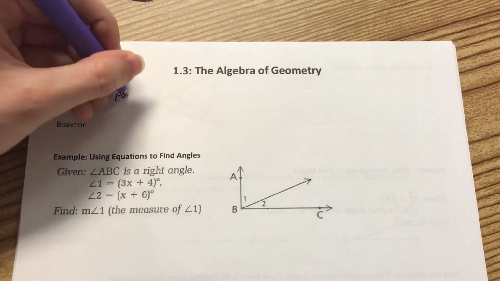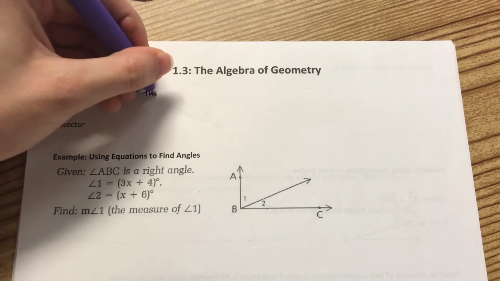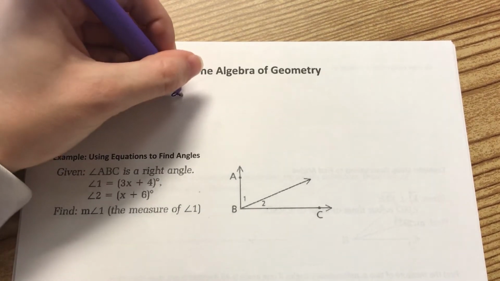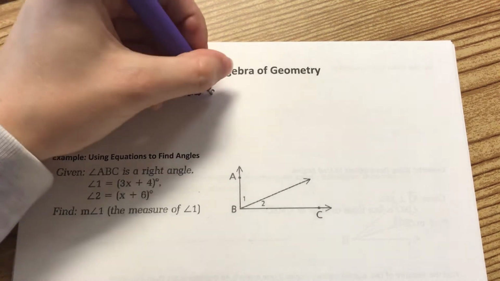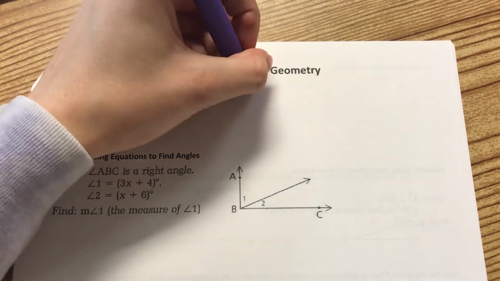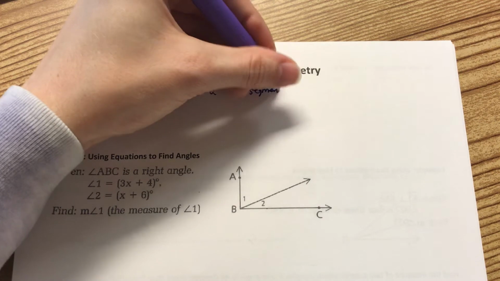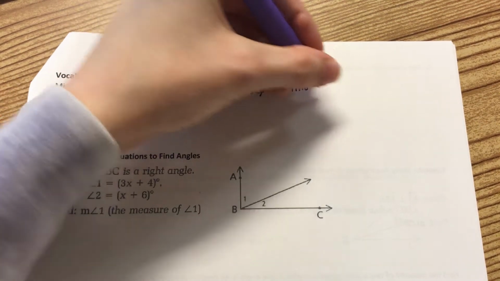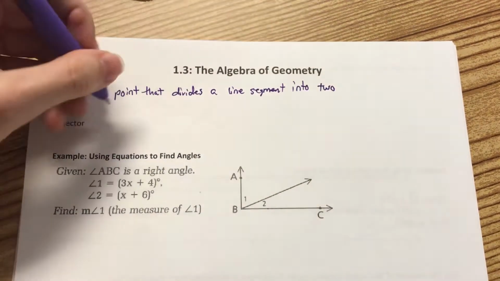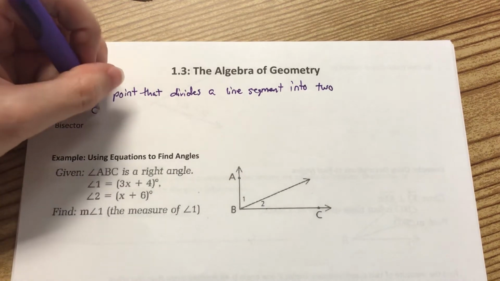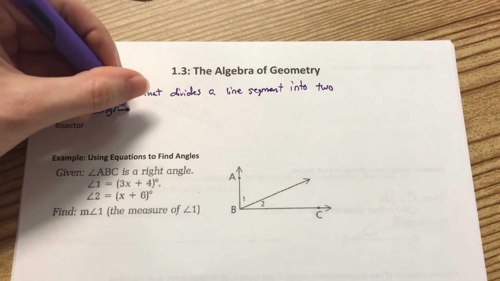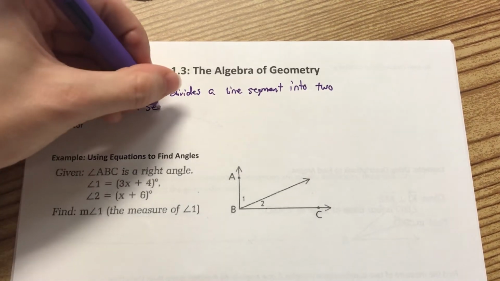A point that divides a line segment into two congruent or equal segments. Congruent segments.